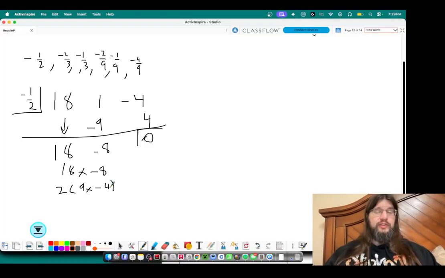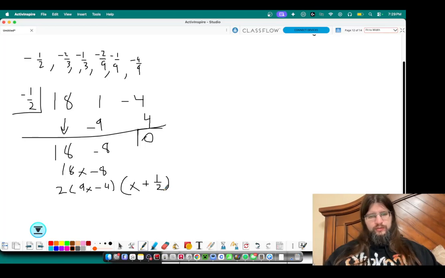So once you get one of your zeros, just do the synthetic division to make your life a lot easier. Now technically this is going to be x minus a -1/2, so plus a half. We don't want fractions. The good news is, though, we have this 2 right here. So you know what we're going to do? We're going to distribute it to this guy that has a fraction in it. That's going to be 9x minus 4, 2x plus 1.